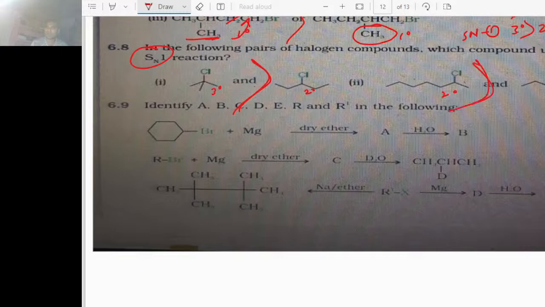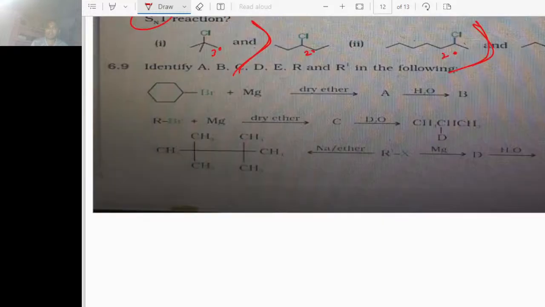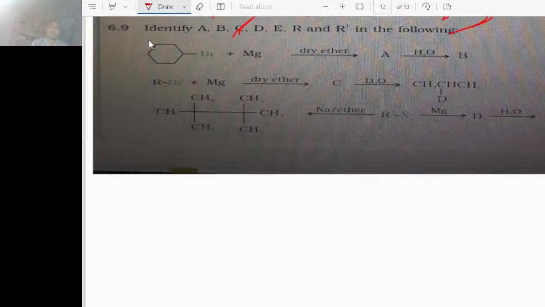Now go with the next one, dear student, 6.9. Identify A, B, C, D, E, R, R dash in the following reaction. This is a good question, student. They can ask it in the board exam, so you have to be prepared. So firstly, the reaction of alkyl halide with what, student?